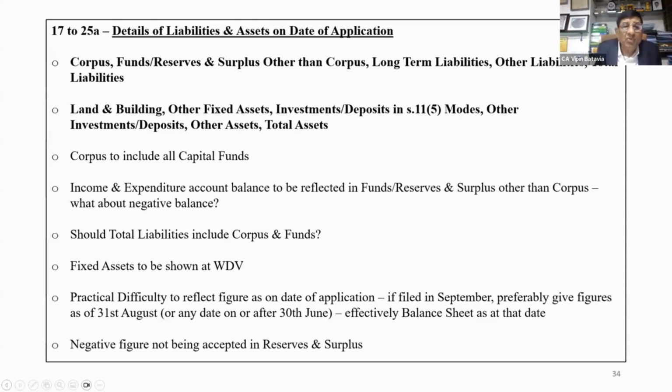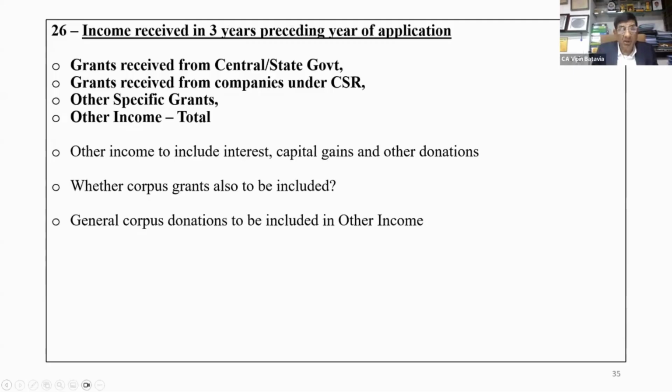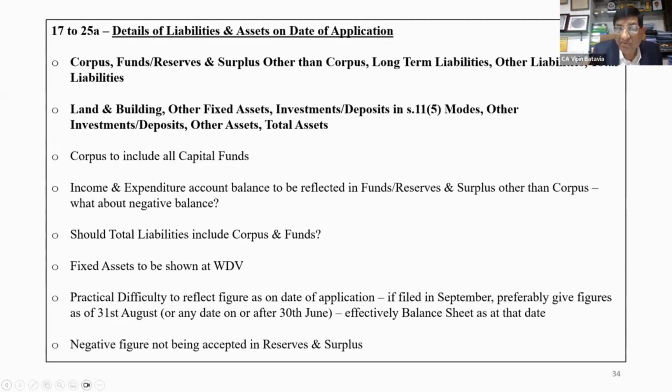So 17 to, that is, assets and liabilities. You have to give corpus and reserves and all other liabilities. You have to give land and building, and those. It means a brief balance sheet is to be given, the latest one which is available. In fact, that should be as at 25th. And then during the course of proceedings, they will ask you for the up-to-date accounts. So here, for details of assets and liabilities, just the figures are to be filled up.